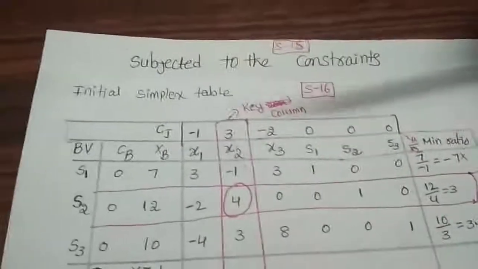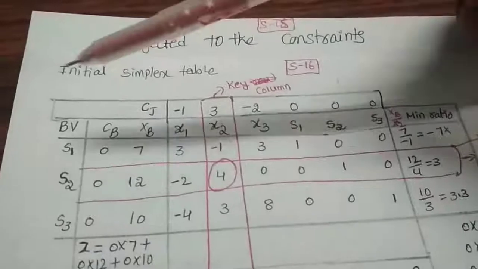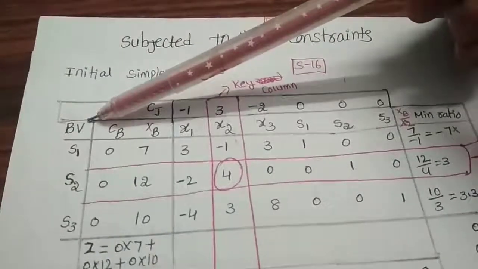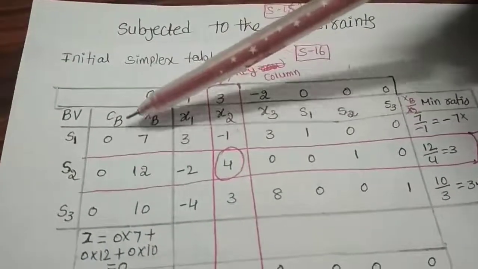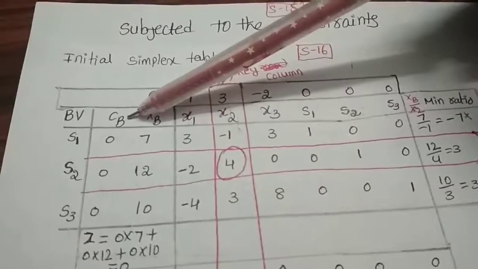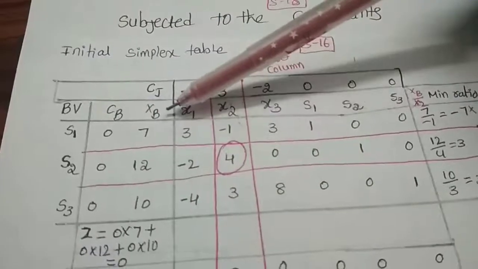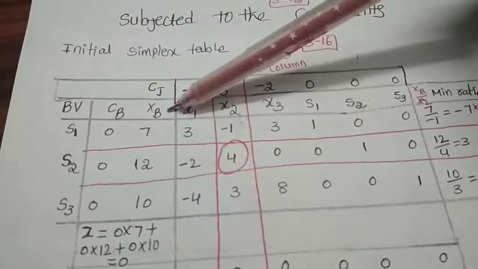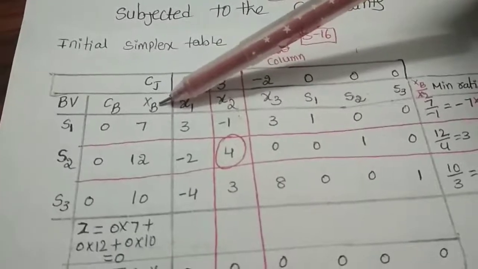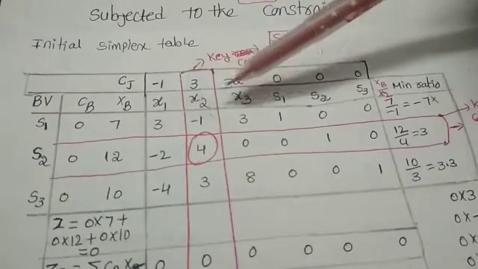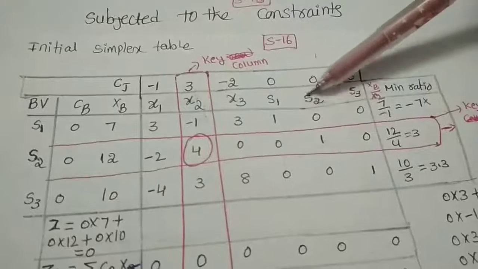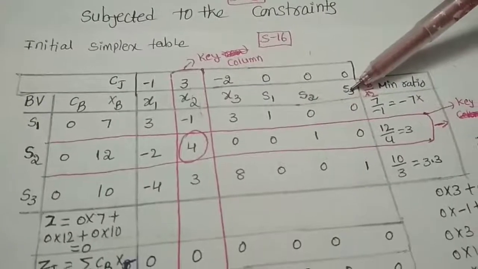Now coming to the first initial simplex table. All of you know what the columns are in the initial simplex table. First one is BV, basic variable. CB means the cost of the basic variable. XB values are generally the right hand side values. Then X1, X2, X3, S1, S2, S3, so these are the variables.